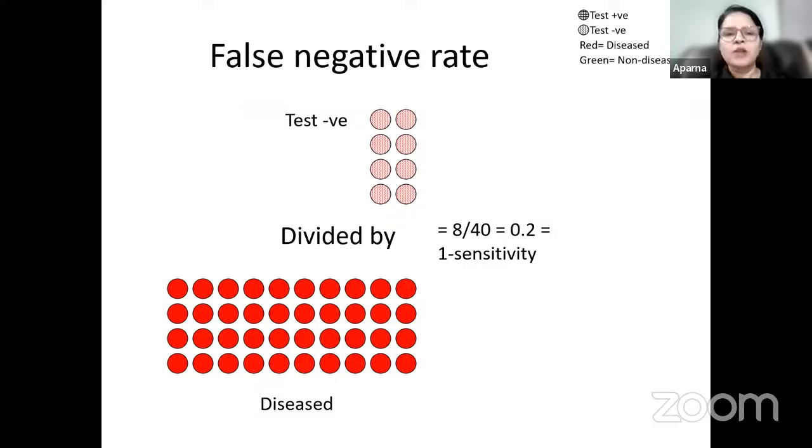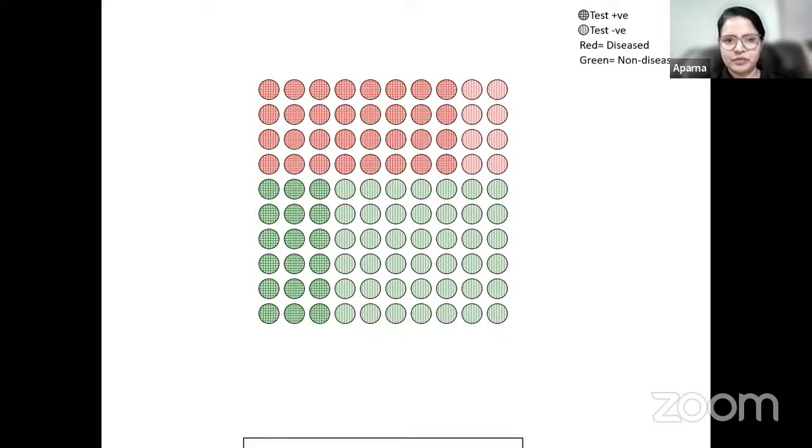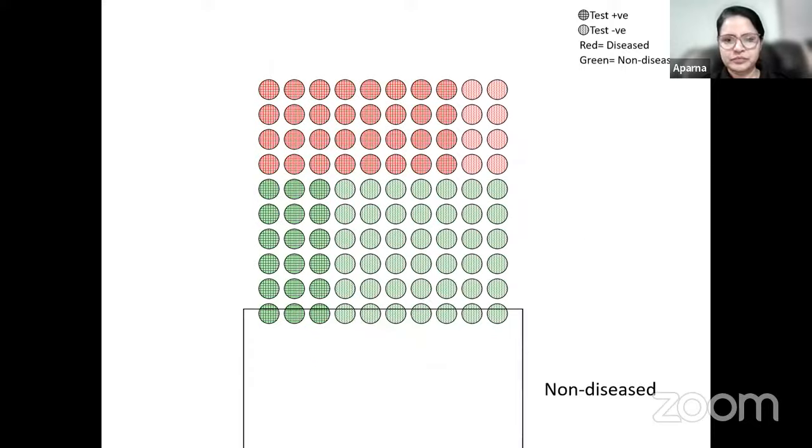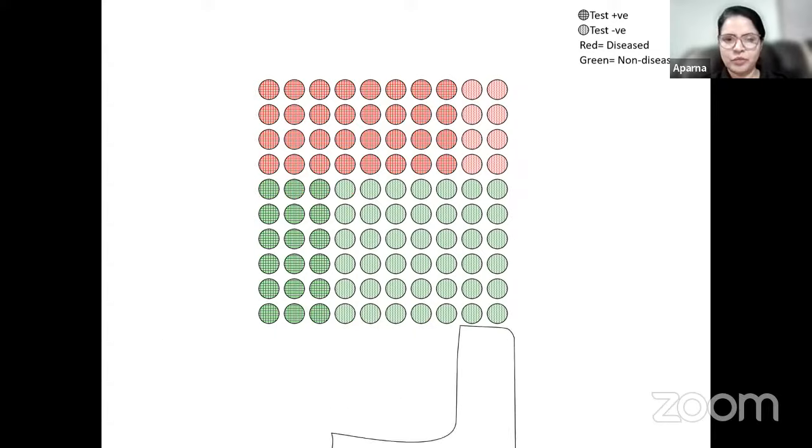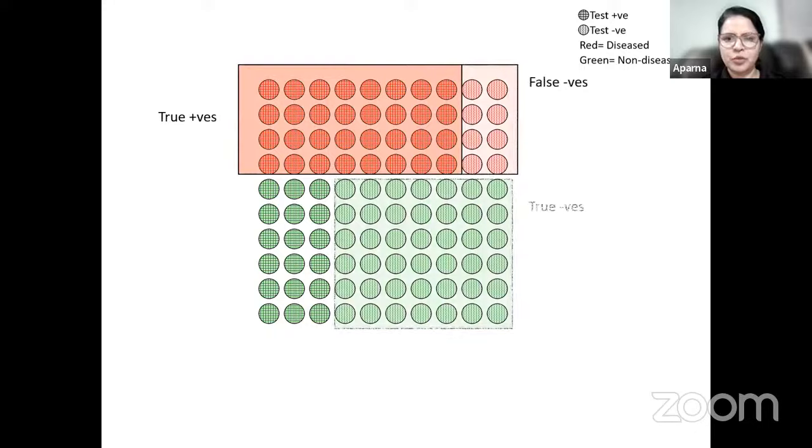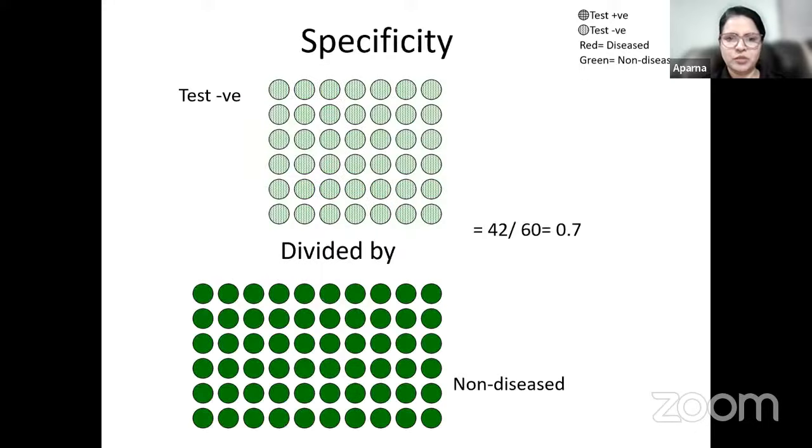Likewise, false negative rate. Since we have spoken about sensitivity, we are going to speak about whatever is directly opposite sensitivity. So if you take whatever is remaining, that is the test negative, which is divided by the total diseased population, this is nothing but 1 minus sensitivity, that is 0.2. So this is the same kind of box that we saw earlier. True positives, false negatives, true negatives, and false positives.